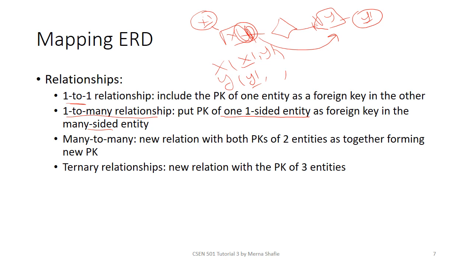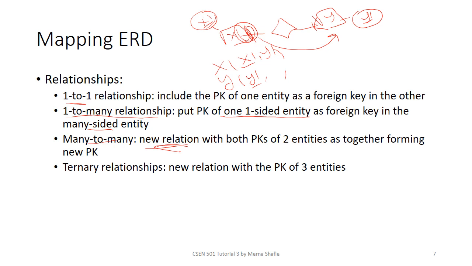There is no choice here. I am obligated to take the primary key of the one-sided and put it as a foreign key in the many-sided. In the case of the many-to-many relationship, I will create a new relation. It's always the case that I will need a new relation with both primary keys of the two entities together forming the new primary key.